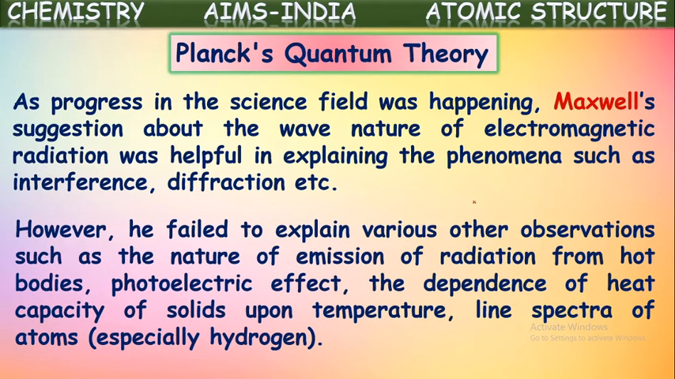However, he failed to explain various other observations such as the nature of emission of radiation from hot bodies, the photoelectric effect, the dependence of heat capacity of solids upon temperature, and line spectra of atoms. These properties and phenomena could not be explained by Maxwell's electromagnetic theory. They were not explained clearly.